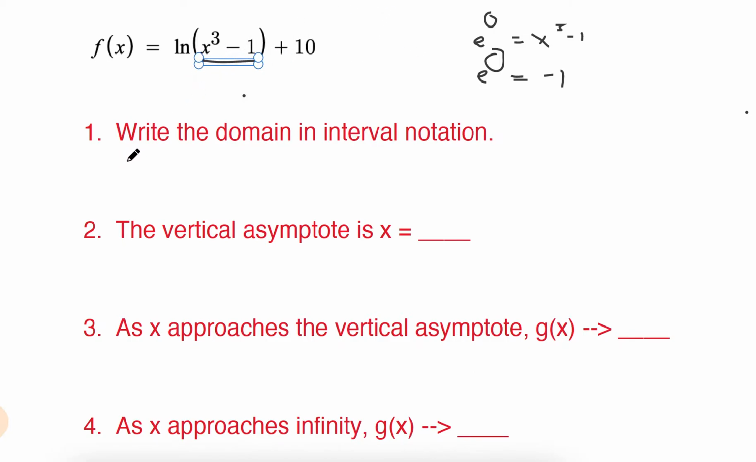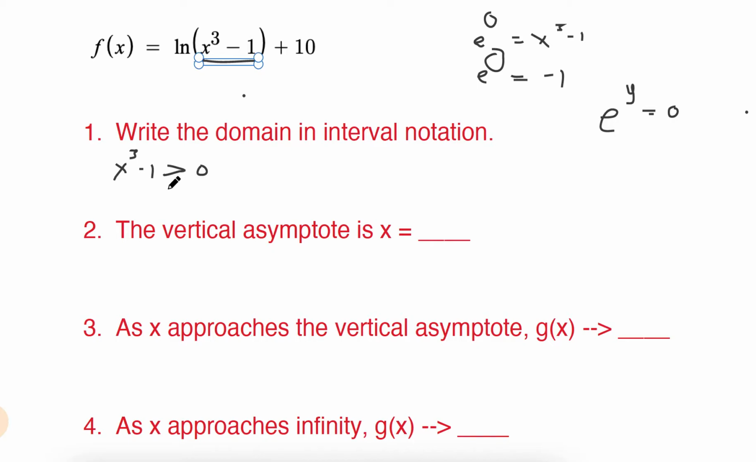So for the domain, I'm looking at the argument of the logarithm, the x to the third minus 1, and I want to find where that's greater than 0. It's not greater than or equal to 0, just greater than 0, because if we have exactly 0, that's where we have a vertical asymptote. Again, the question is, what do you put in for y to make e to the y equal 0? There is no number.